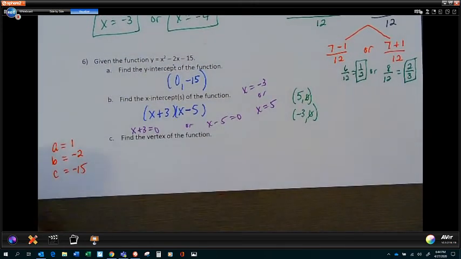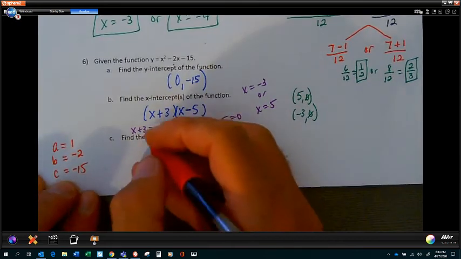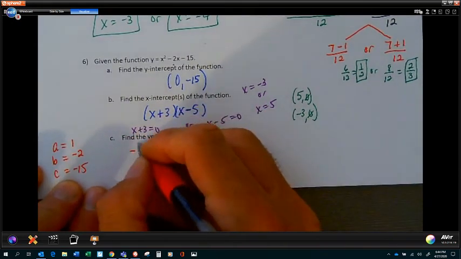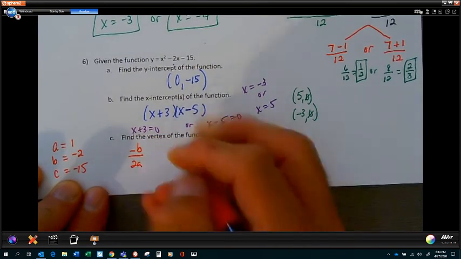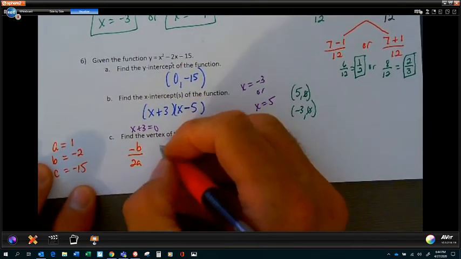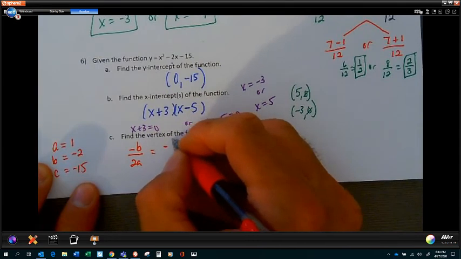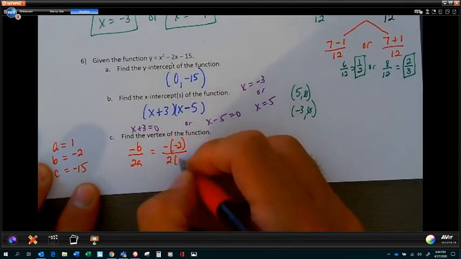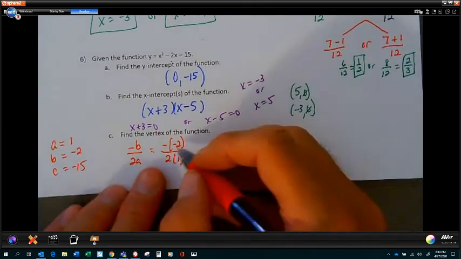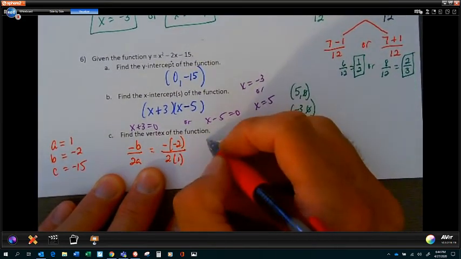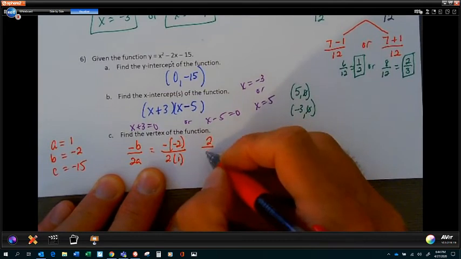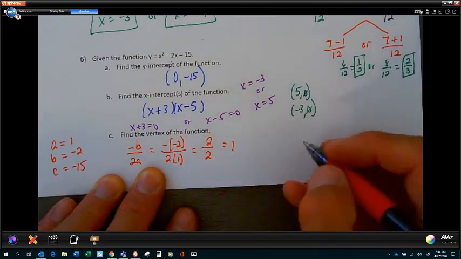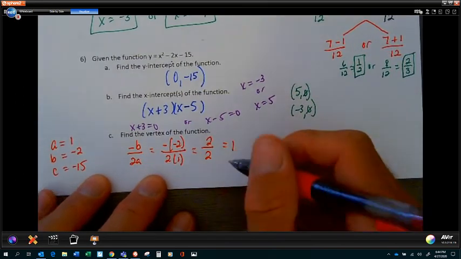And again, our formula for putting it in vertex form, our h is going to be equal to a negative b over 2a. So we have, again, direct substitution, negative negative 2 over 2 times 1. Negative negative 2 is going to give us a positive 2, and 2 times 1 is 2, so our h value is going to equal 1. That's going to be our x value, which is our h value.